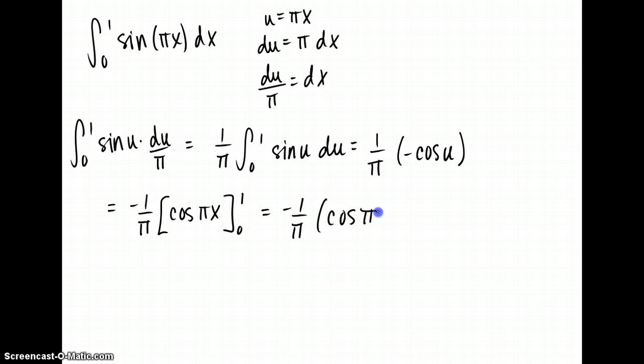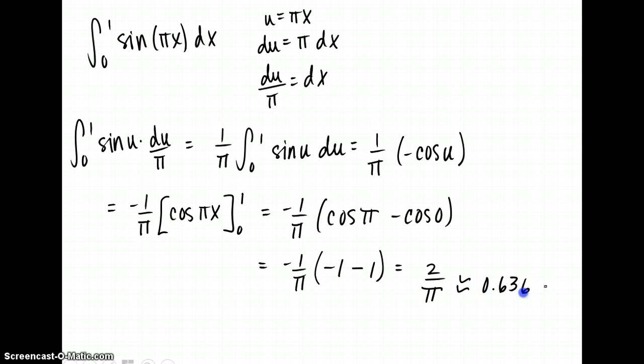So I have cosine of pi minus cosine of 0, negative 1 over pi. Cosine of pi is negative 1, cosine of 0 is 1, so this gives me a value of 2 over pi, and as a decimal, 0.636. So this was our trapezoidal rule approximation, and this is the actual area. So even with just 4 trapezoids, it's not that far off for an approximate value.